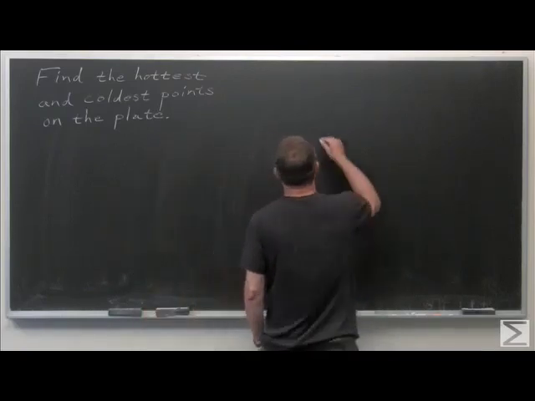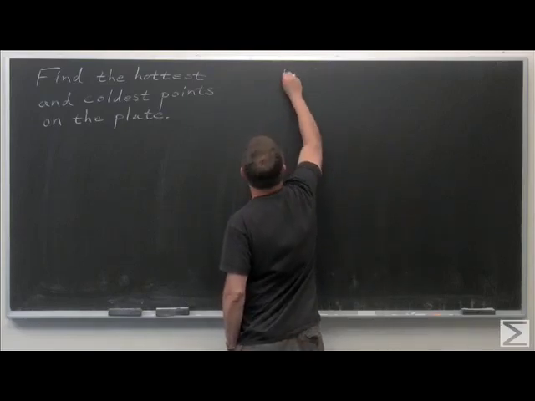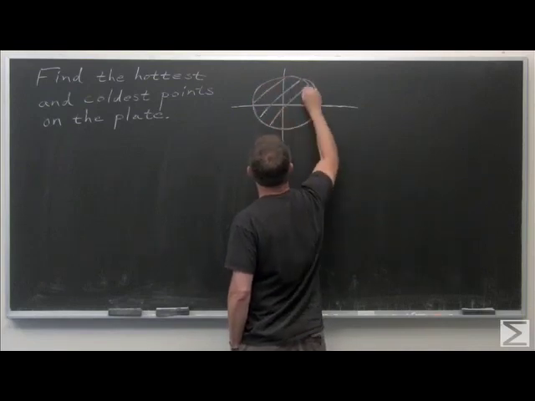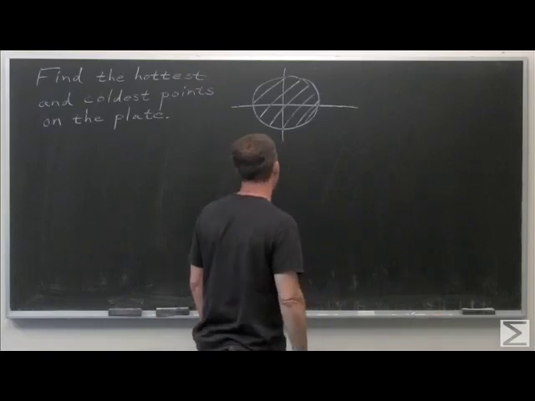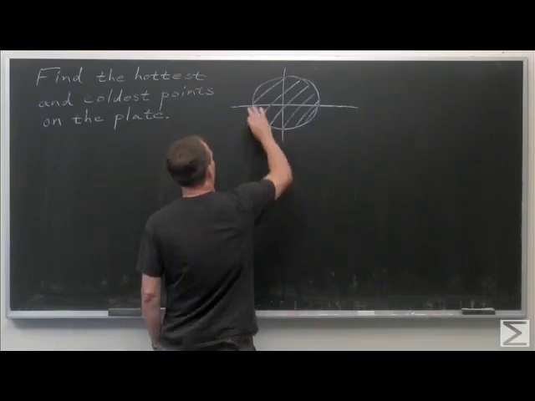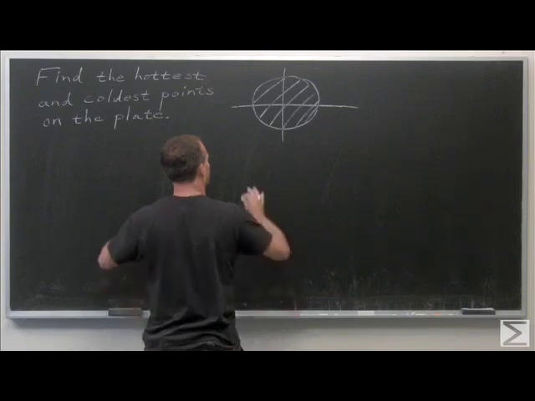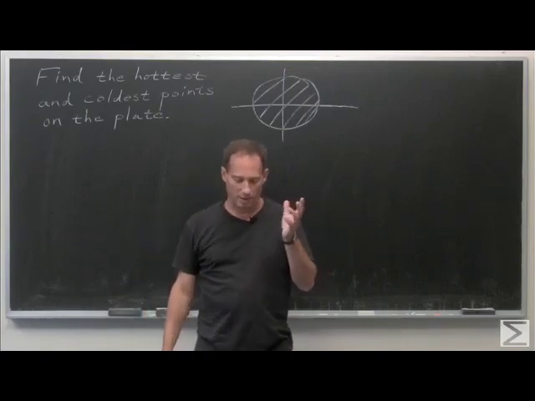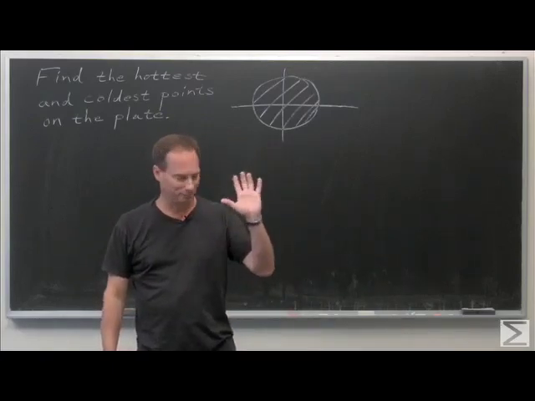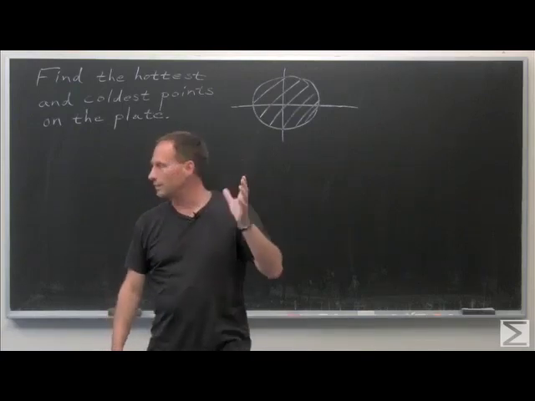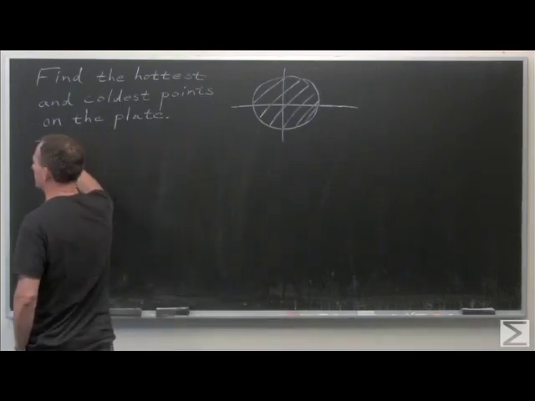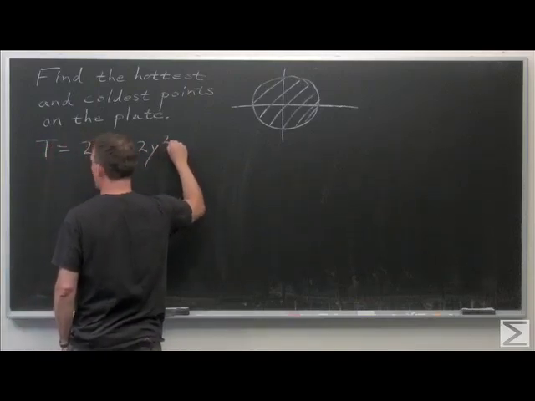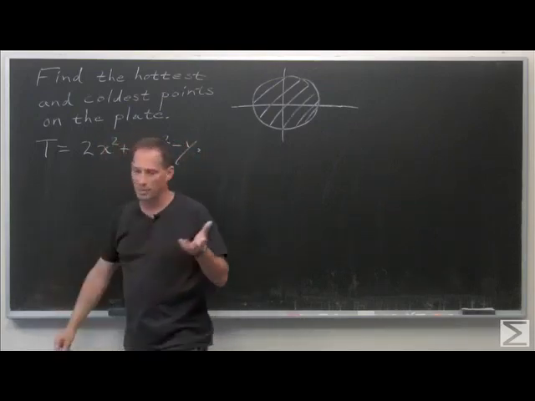First of all, we do have a continuous function on a compact set. Our metal plate sits inside here. This is a closed, bounded set. Closed, it contains all of its boundary points. Bounded, it doesn't go out infinitely far. So we are guaranteed by the extreme value theorem that the continuous function that we've got for the temperature does attain a global maximum and a global minimum value on this set. But finding where they occur is something else.